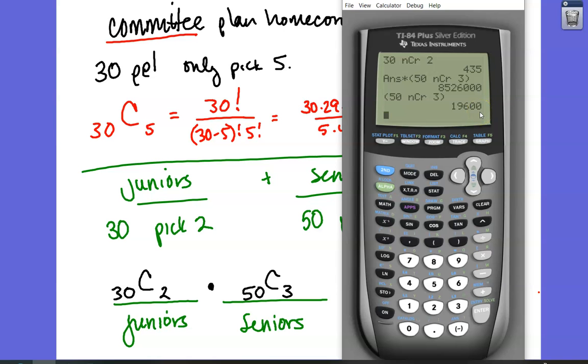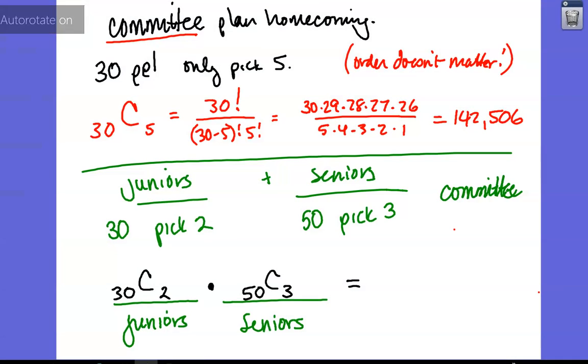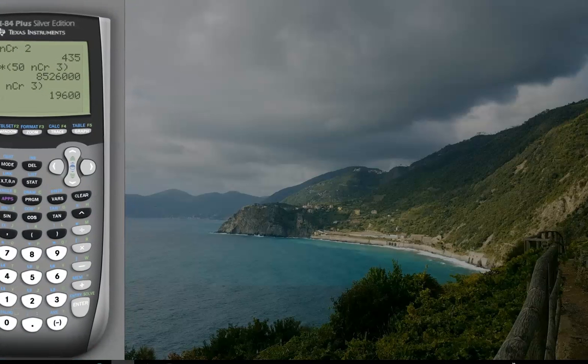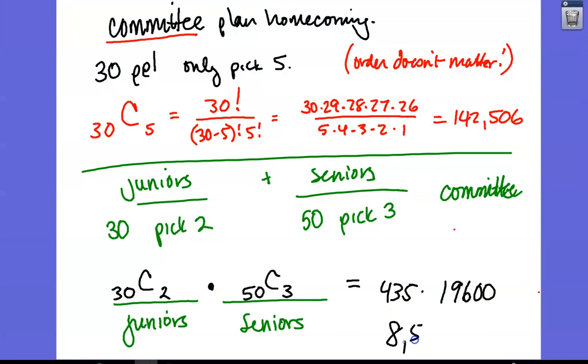So let me fill that in, 435. Oops. So I had 435 times 19,600. And then when I multiplied those two together, that's when I got the 8,526,000. Look at that. Look how quickly that went up. Woo. Different ways. Isn't that crazy?